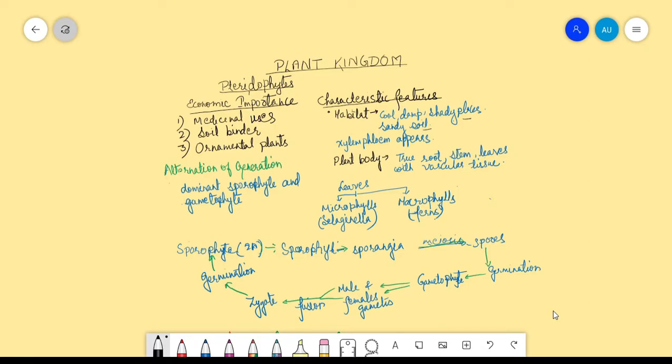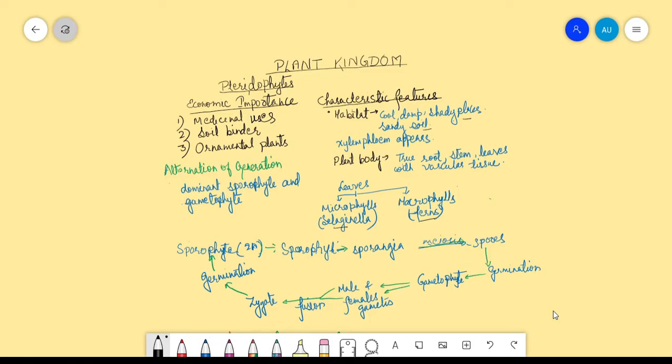Now their leaves are of two types. Some plants have small leaves and such leaves are known as microphylls, and when the size of the leaf is bigger then it is known as macrophylls. Examples of macrophylls are different types of ferns, and of microphylls, Selaginella. So macro means large leaves and micro means small leaves.